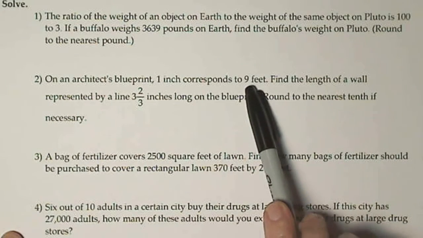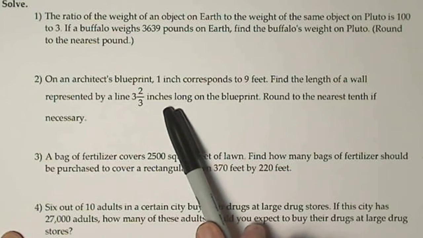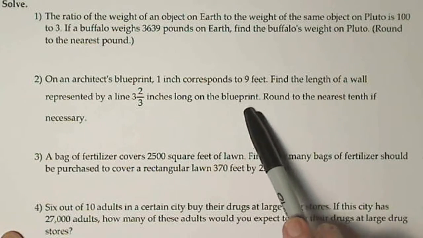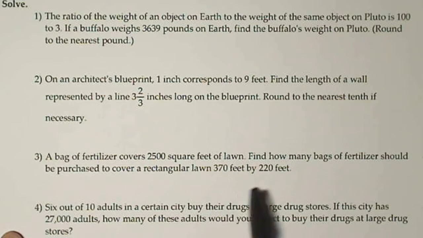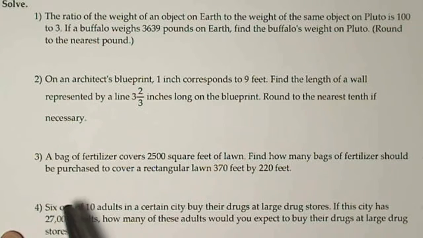Here, 1 inch, 9 feet, 3 2/3 inches, and you're asked to find the 4th value. For this number 3, it's not quite so clear. That's 1 bag and 2,500 square feet, but these 2 numbers here combine to give you 1 number. So again, you're given 3 numbers and you're asked to find the 4th. And on number 4, you might not see 3 numbers jumping out at you, but 6 out of 10, so there's a 6 and a 10, 27,000, you're asked to find the 4th. So that's a common pattern in proportion problems.